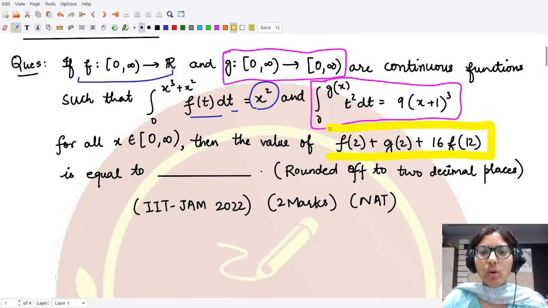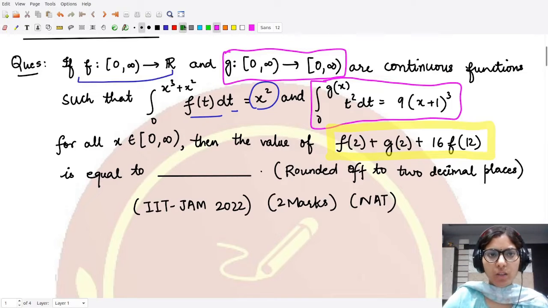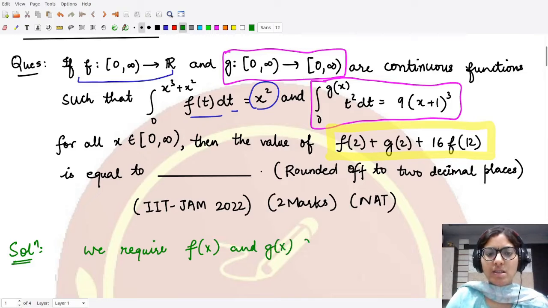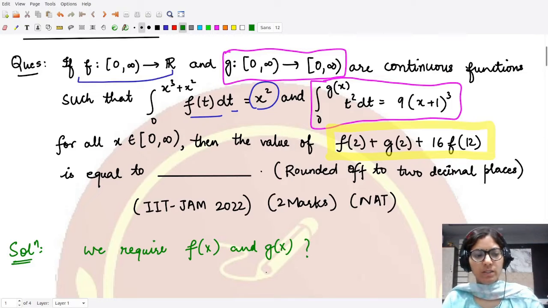Now in order to evaluate this expression, what do you require? You require two things: the functions. So in this case, we require firstly f of x and we require g of x. So we'll first evaluate them.